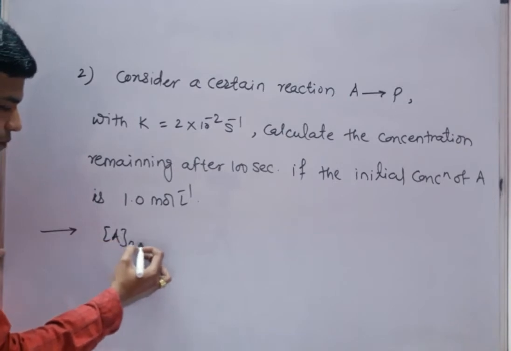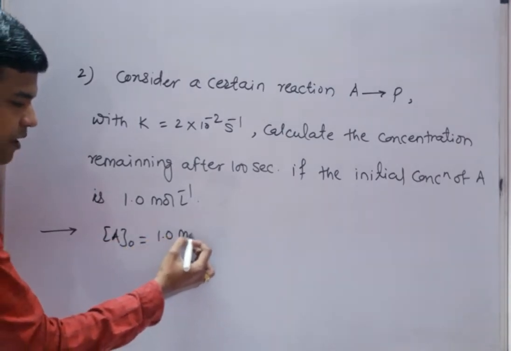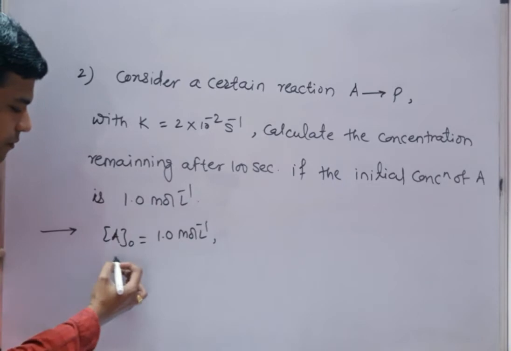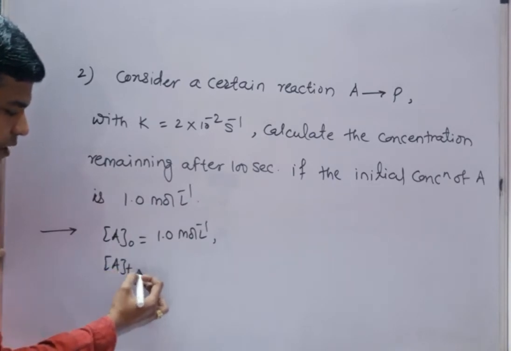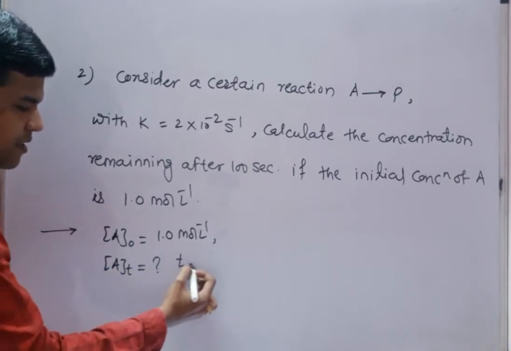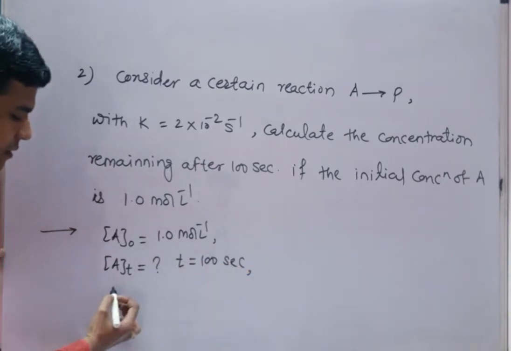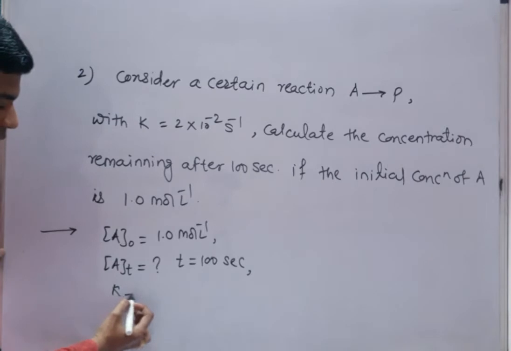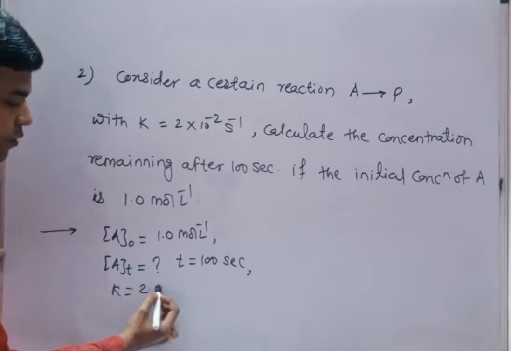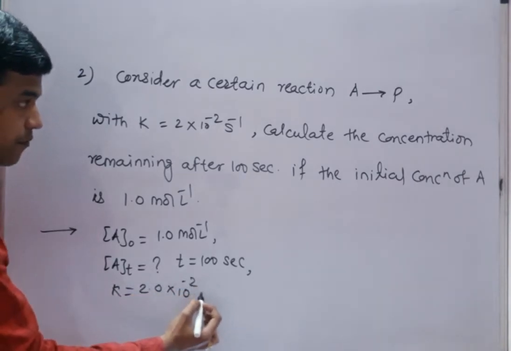A0 is 1 mole per liter. AT we have to find out here. Time is given 100 seconds, and K is given 2 into 10 to the power minus 2 per second.